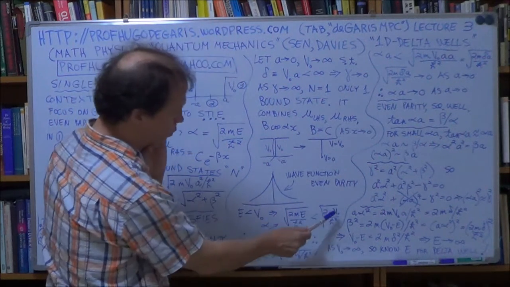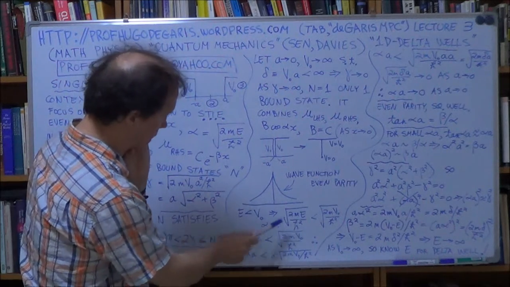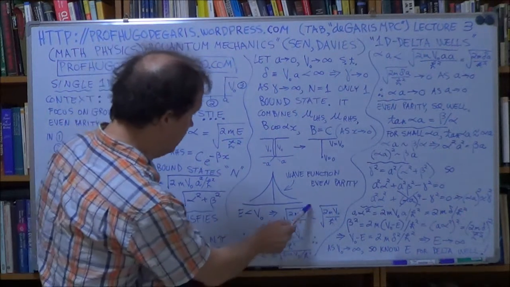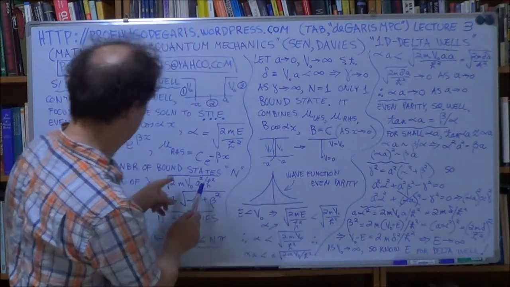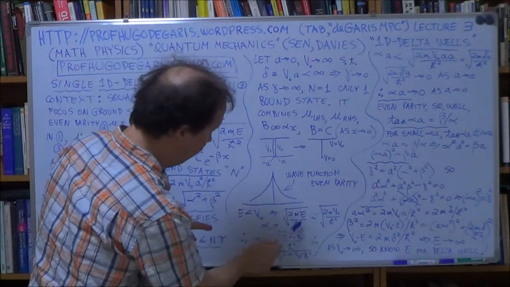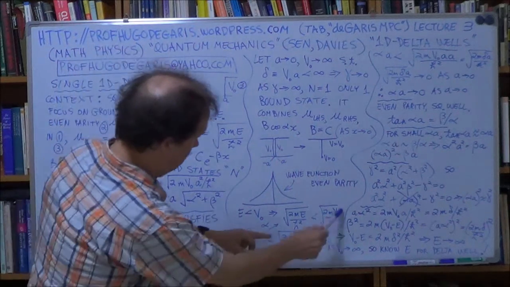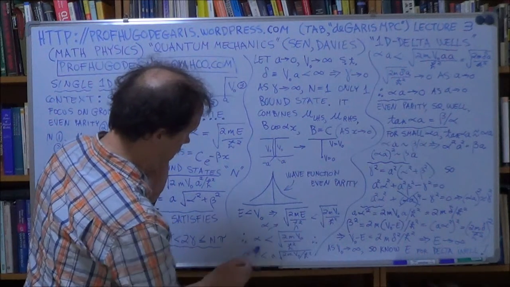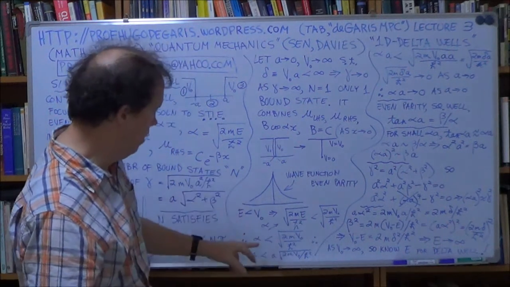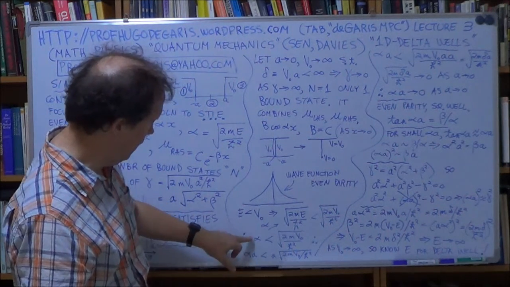Why? Well, because V naught is larger than E. So we've got that. But what is this? That's alpha by definition. This is just alpha. So alpha is less than this expression here. Okay, so now multiply both sides by A.